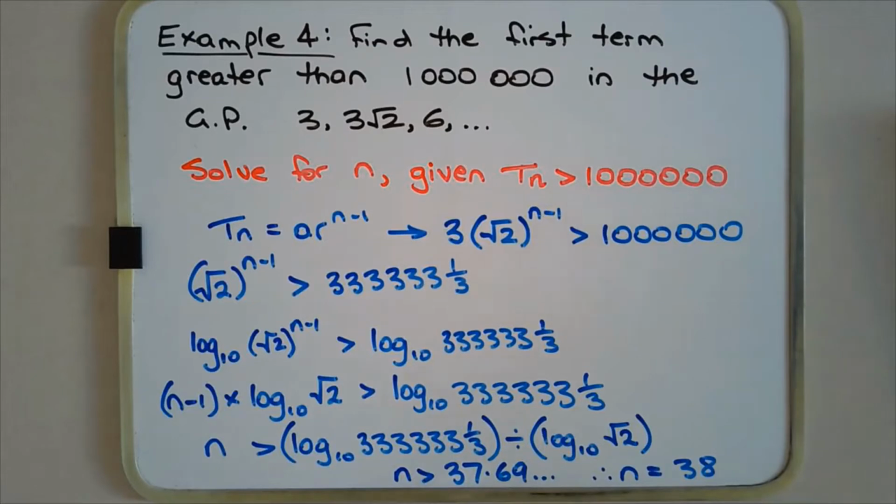So the next integer greater than this value is n equals 38. That corresponds to the position of the term that's the first term that's greater than 1 million. So that's going to be the 38th term, and we need to determine what that term is.